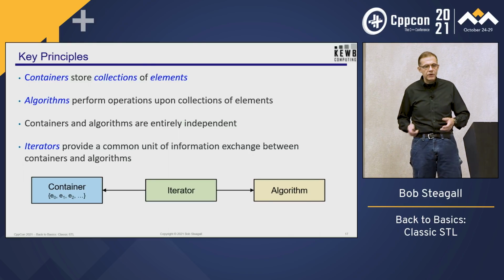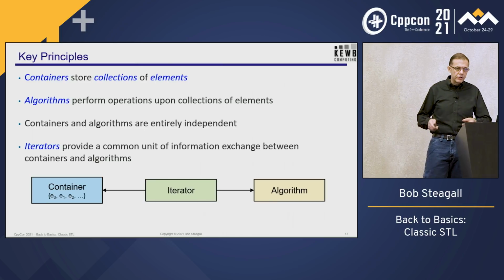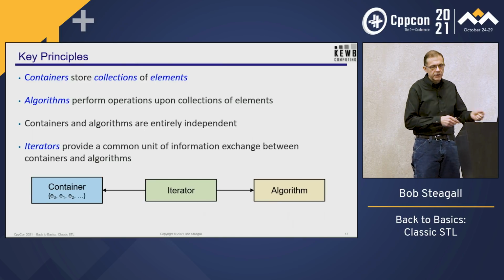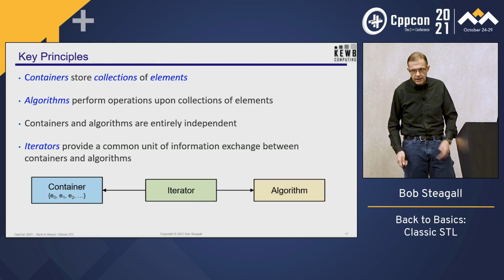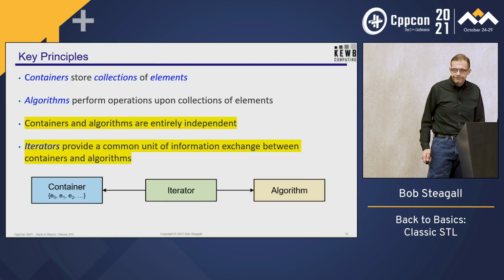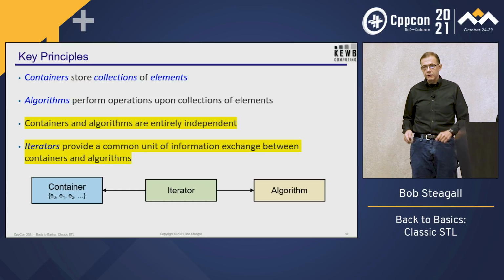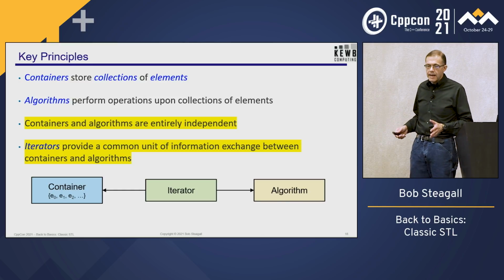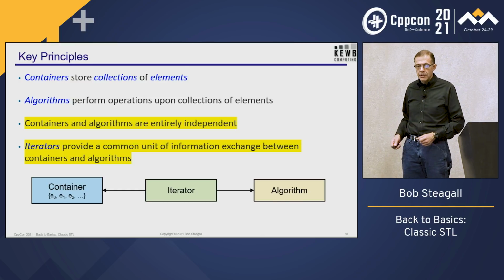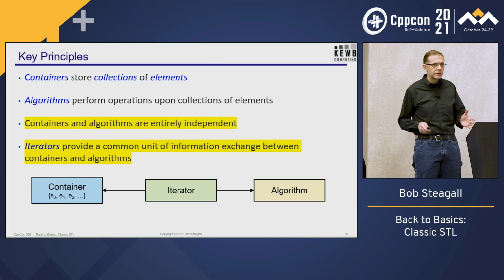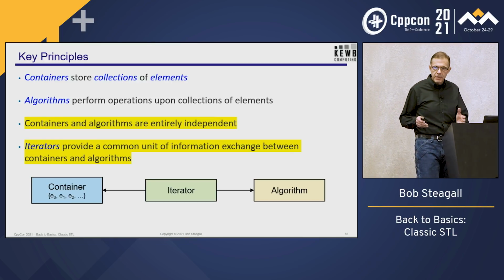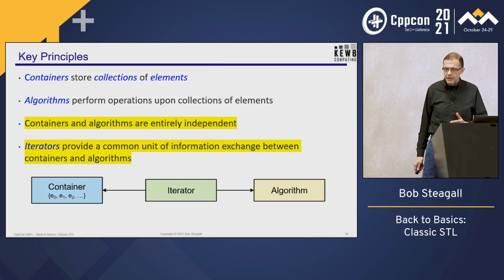Iterators are what allow algorithms to use the data that's stored in containers. Iterators are the things that allow containers to provide their data to algorithms. So for my money, again, these last 2 points are the most important. The independence, the orthogonality of containers and algorithms, and the fact that iterators are this common unit of information exchange between those two things.